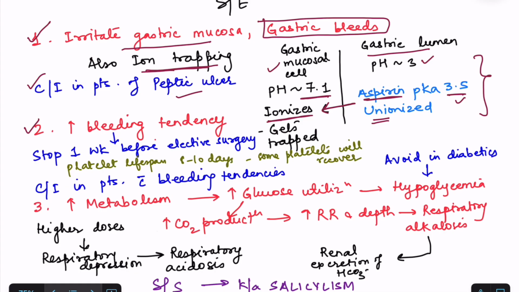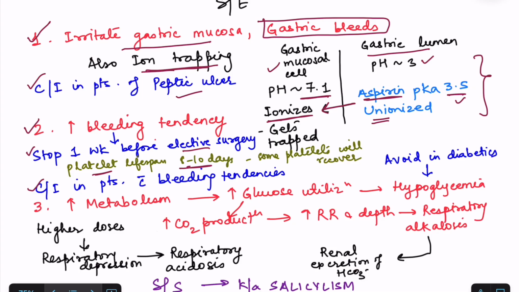Then there is increased bleeding tendency, again because of the blockage of platelet COX. So aspirin is contraindicated in patients with bleeding disorders, and you have to stop the drug 1 week before elective surgery. Why 1 week before? See, the lifespan of platelets is 8 to 10 days. So by 1 week, some platelets will recover.